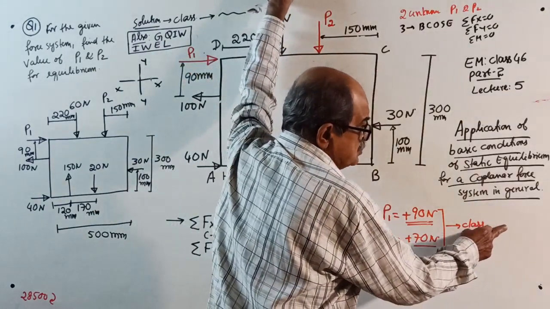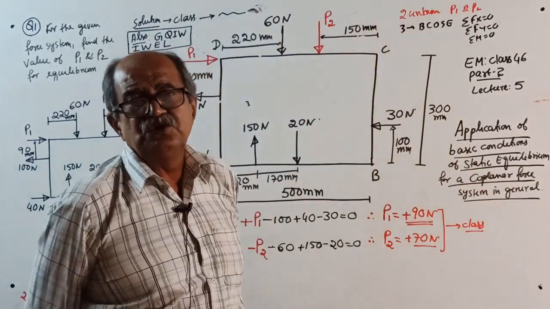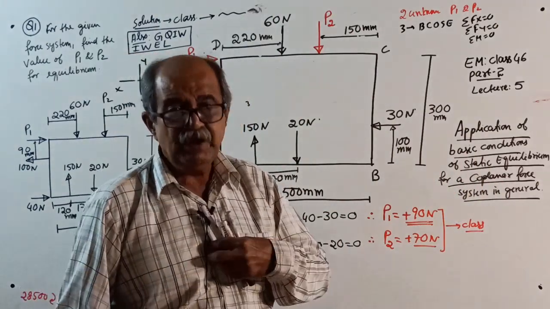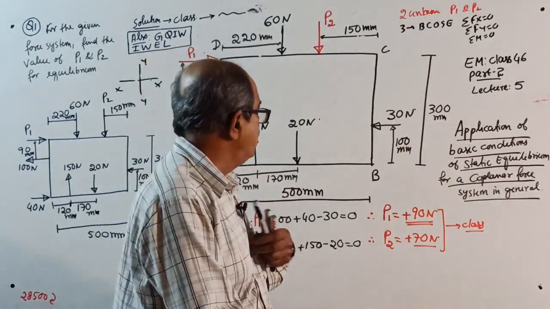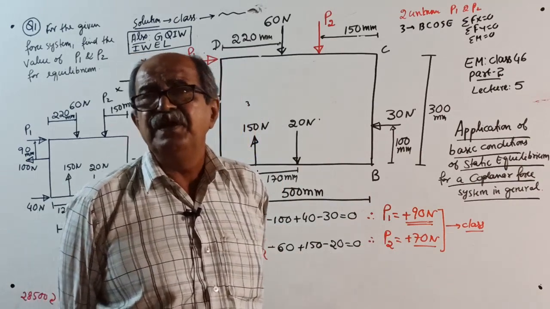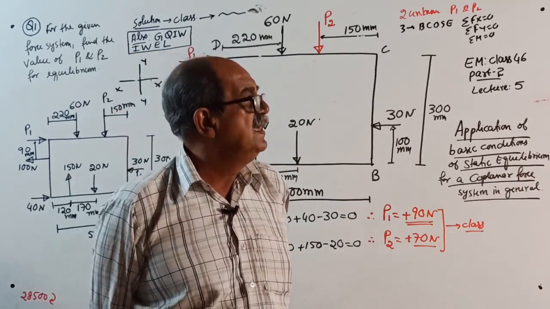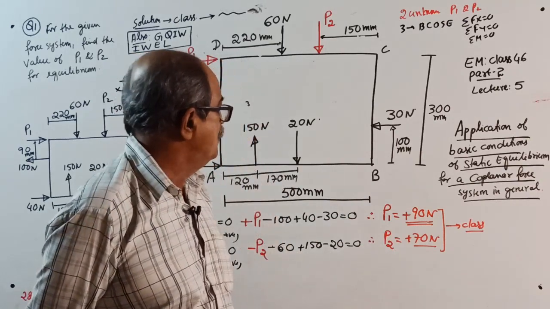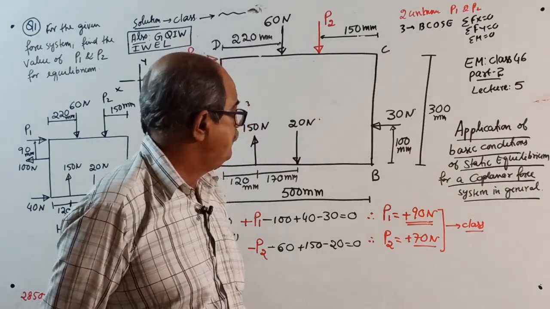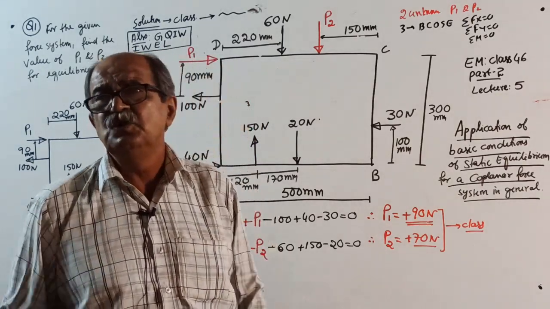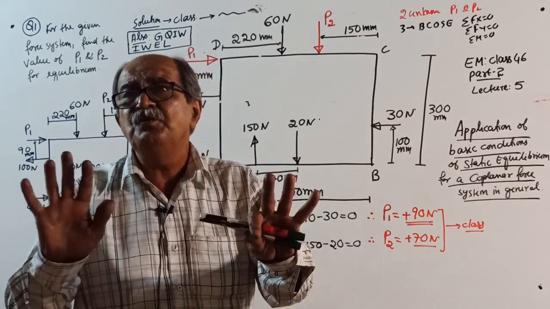Therefore, in the question, they asked us to find P1 and P2 for equilibrium. Yes, we got it by using sigma Fx = 0 and sigma Fy = 0. Therefore, the answer is P1 equal to plus 90 Newton, P2 equal to plus 70 Newton. Okay, write that much. Now, be careful.